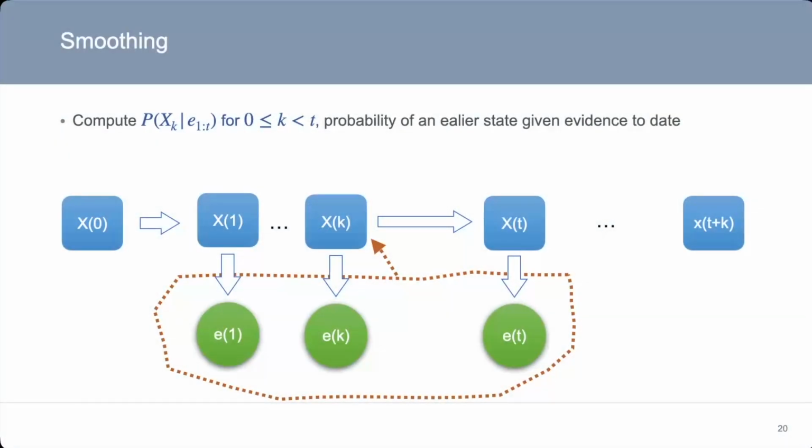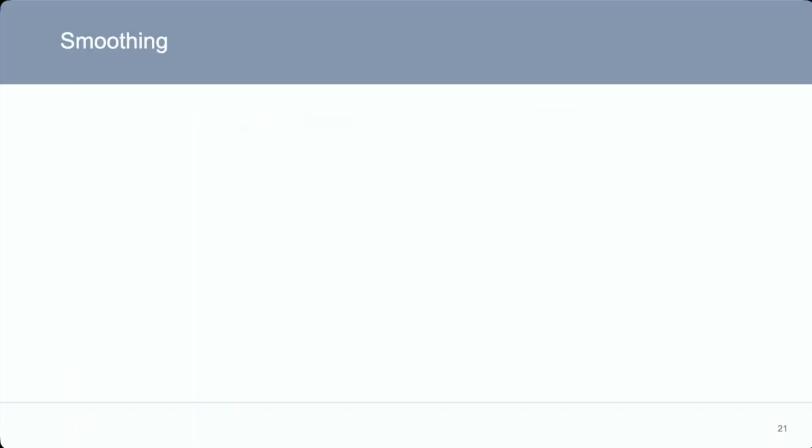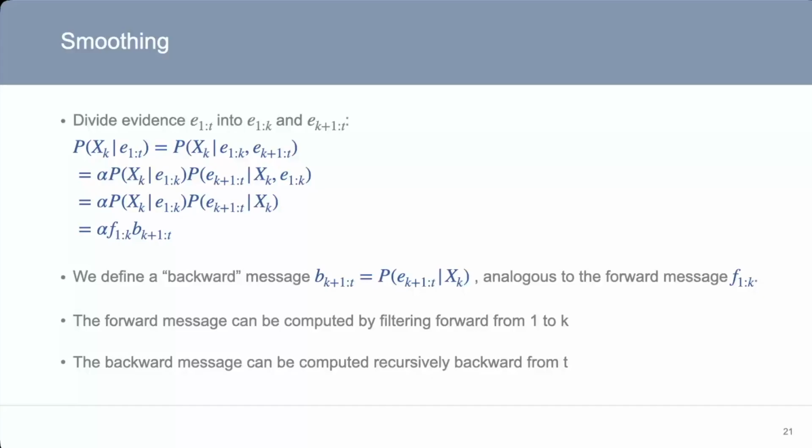Let's now turn to the task of smoothing. As mentioned earlier, we have to compute probability of x_k given e_{1:t} when k is less than t. That is the probability of an earlier state given evidence to date. We are basically trying to improve the estimate of the previous states using smoothing. For this, we can divide the evidence 1 to t into 1 to k and k plus 1 to t in the formulation.